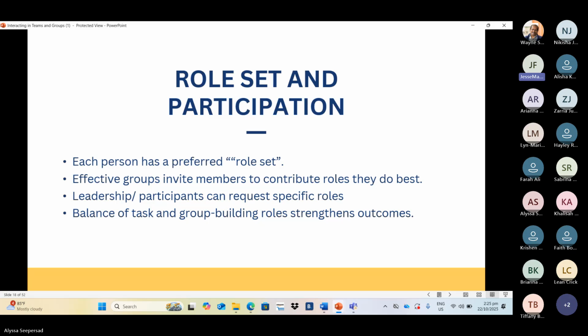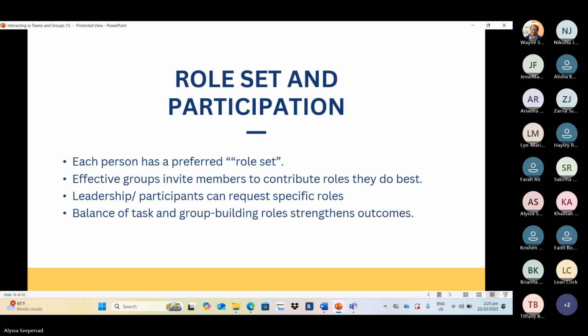So each person in a group has a preferred role set that they are usually most comfortable with. Someone might feel more comfortable seeking opinions from other members, or others may prefer to ensure that everyone has shared their thoughts and ideas. A group needs both task and group building roles to perform effectively, and generally, members should contribute the roles that they perform best in.